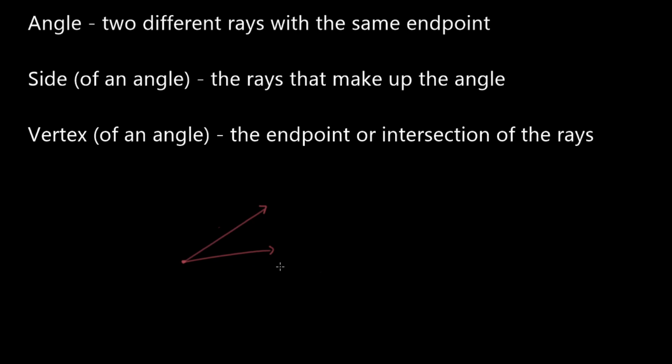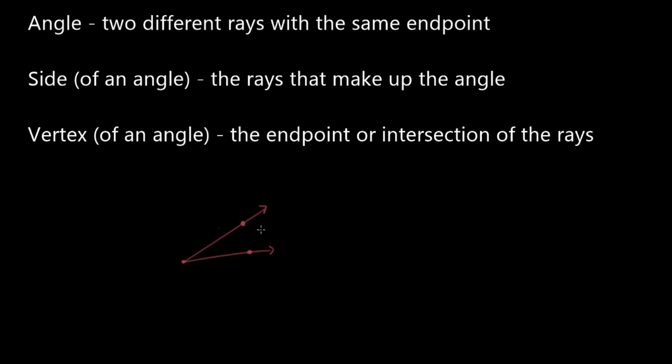So this is the example here. I've got an angle. It's two different rays that have the same endpoint. This right here is a side, and so is this. And then the vertex is this point right here. So those are my parts of the angle, two sides and a vertex. And the way that I name them is kind of in the same way that I name rays to begin with. To refer to a ray, I need the endpoint and the point on it.